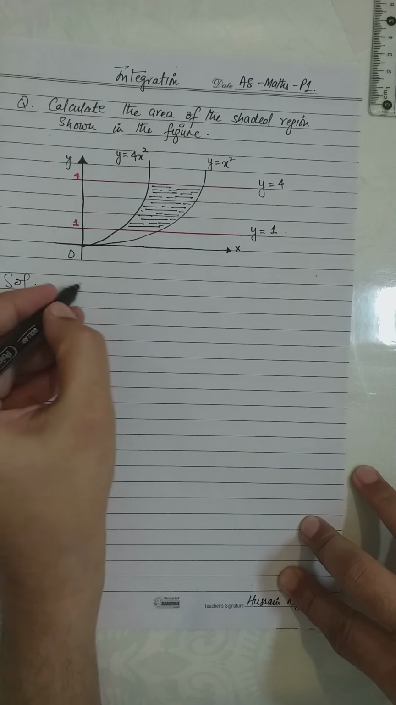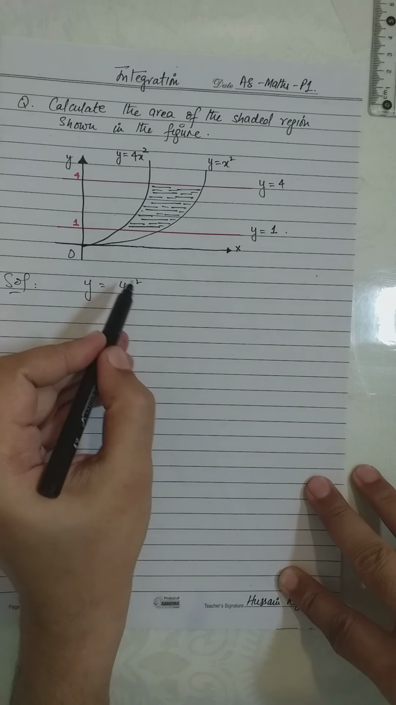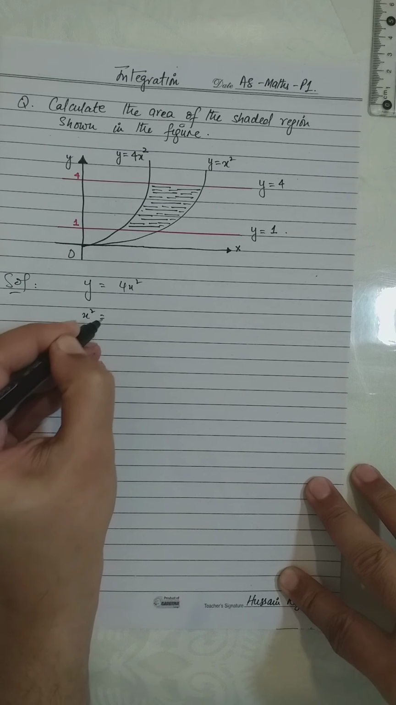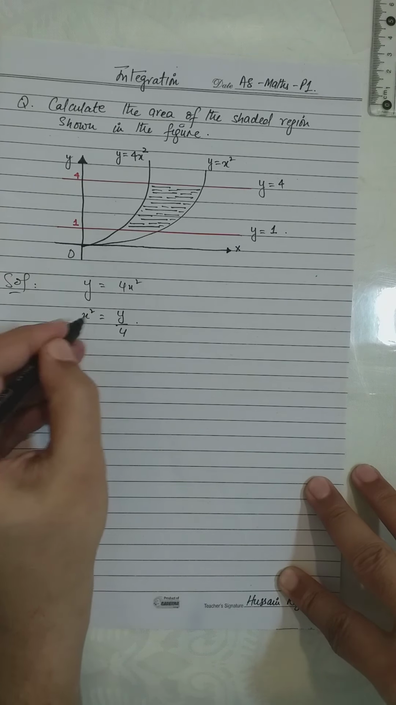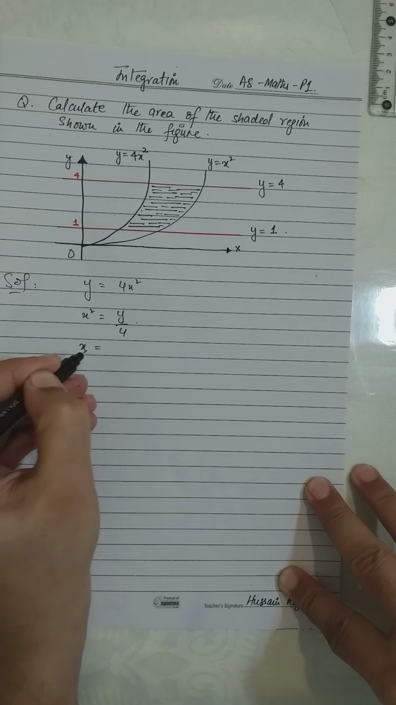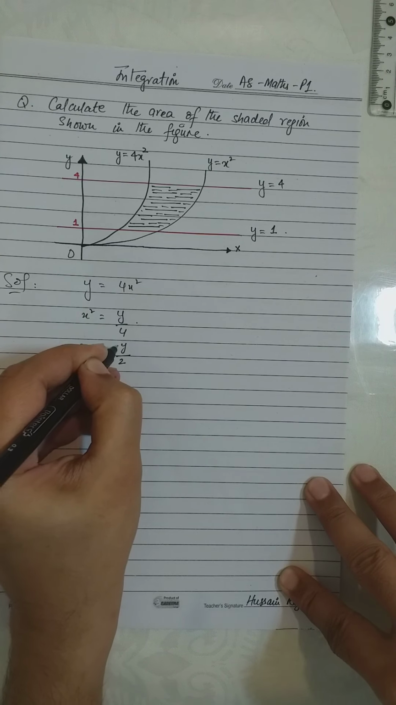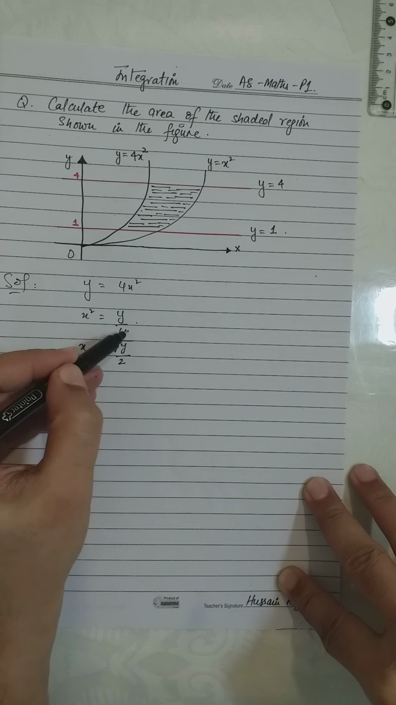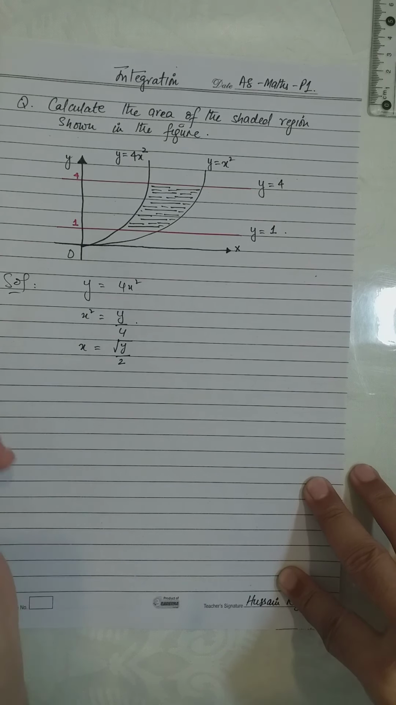I have my first equation as y is equal to 4x squared. If I make x the subject, I will get x squared is equal to y over 4. Square root both sides, I'll get x is equal to root y over 2, because if I take the square root of this and the square root of this, I just get the square root of y over 2.